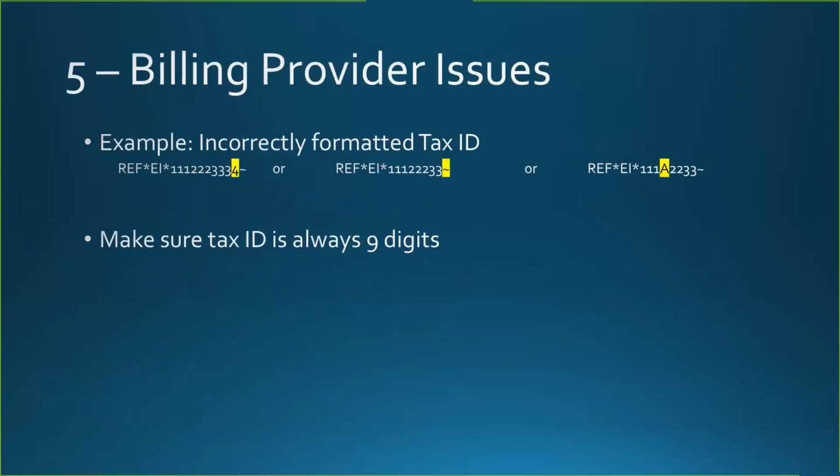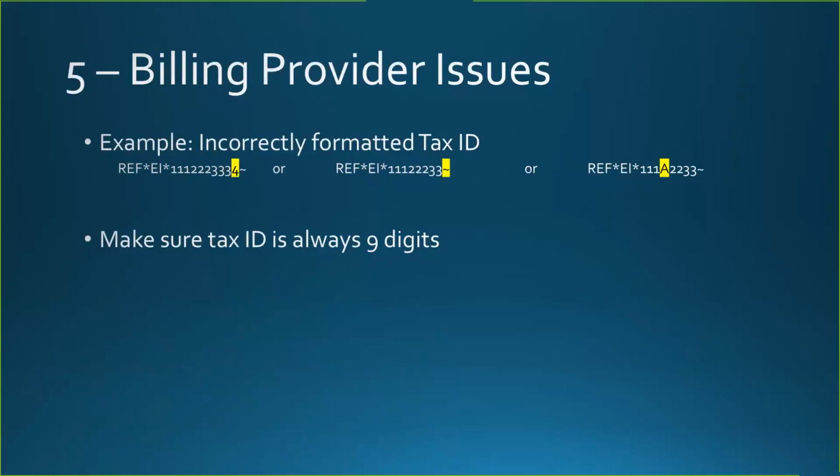And then the last one is billing provider issues, and once again, a not very helpful description, but this is typically due to a tax ID issue. So here we have a tax ID that's a digit too long. This one is a digit too short, and this one has a character that is invalid in the tax ID.